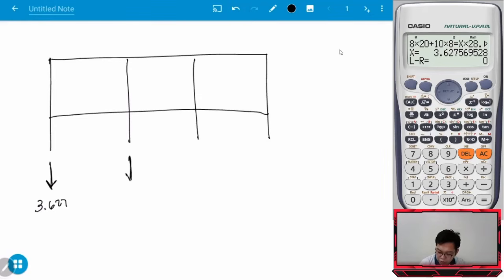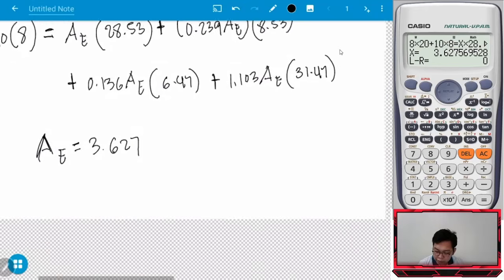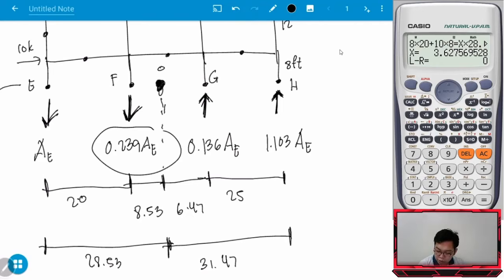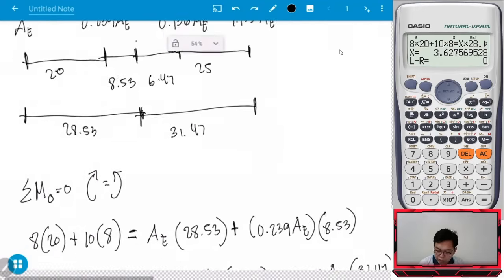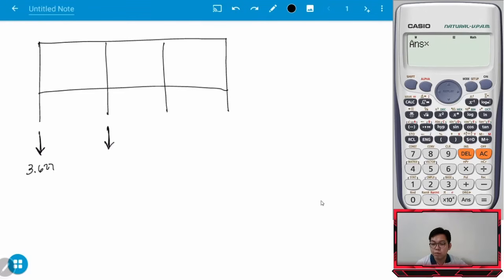Ito naman, meron tayo ditong 0.239 AE, di ba? From our figure dito. So what is 0.239 of 3.627? Answer times 0.239. Ano yan? 0.866, or 0.867. Depende na sa inyo kung ano yung gagamitin niyo. Akin, 0.867 kips.